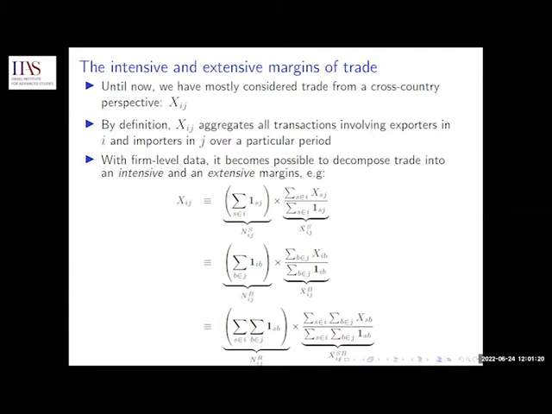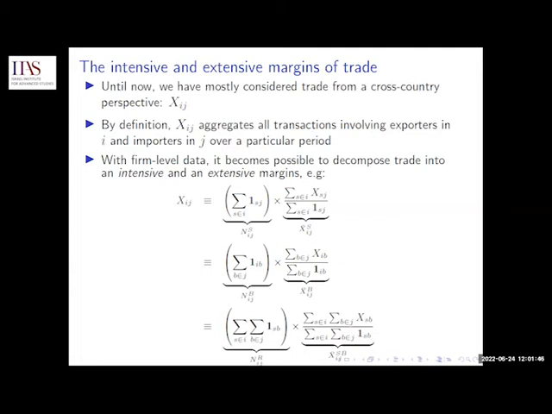Once you have access to firm-level data, it becomes very easy to dig into this granularity. There are many different ways you can do this. Here I'm proposing three decompositions. You can decompose exports between I and J in terms of the number of exporters that are active in I and selling in J times the mean value of their exports. By definition, this is equal to this.